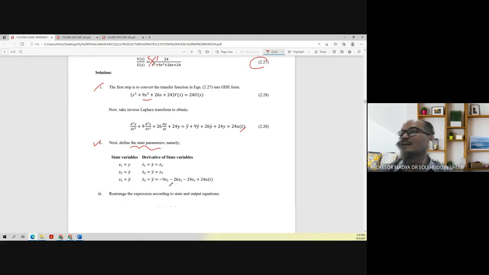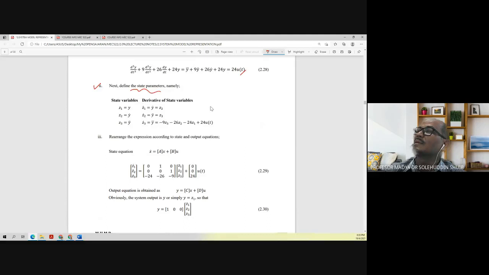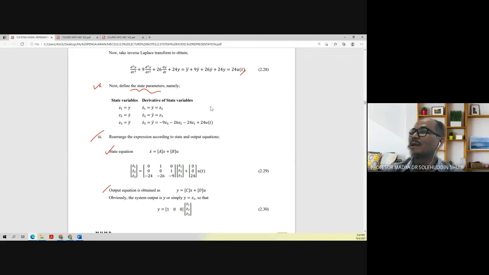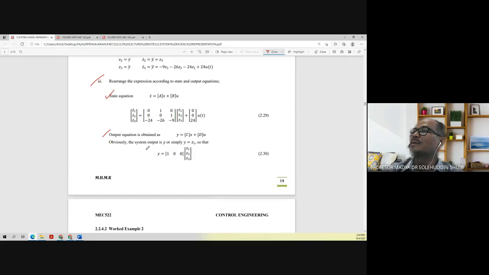Next we define the state parameters. We define z1, z2 and z3 with y, y dot and y double dot. Then you do the derivation and rearrange the expression according to the state equation and output equation. This is the state equation and this is the output equation, the same as what we have done twice just now. This is the system output.